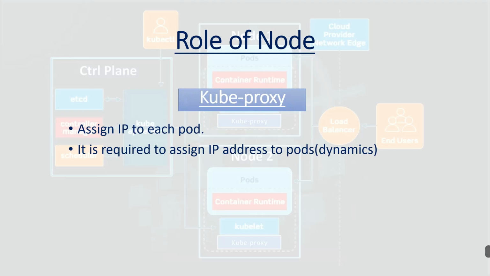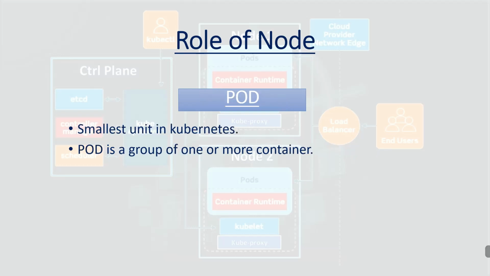And the next one is kube proxy, which assigns the IP to the pod. It is required to assign the IP address to the pod dynamically. Then the last one is the pod. It's the smallest unit in Kubernetes. A pod is a group of one or more containers.